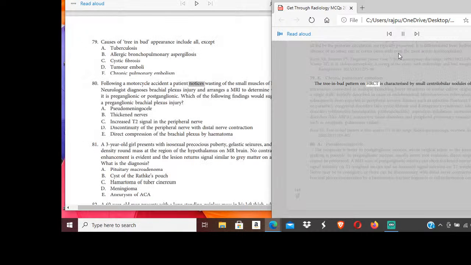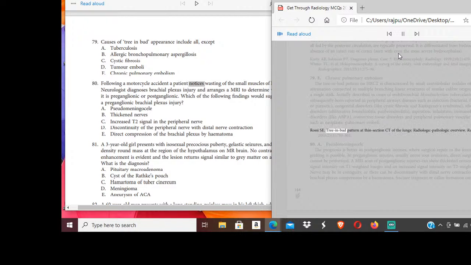The tree in bud pattern on HRCT is characterized by small centrilobular nodules of soft tissue attenuation connected to multiple branching linear structures of similar caliber originating from a single stalk. Initially described in cases of endobronchial Mycobacterium tuberculosis, it has subsequently been reported in peripheral airways diseases such as infection, bacterial, fungal, viral or parasitic, congenital disorders, like cystic fibrosis and Kartagener's syndrome, idiopathic disorders, obliterative bronchiolitis, panbronchiolitis, aspiration, inhalation, immunologic disorders, like ABPA, connective tissue disorders and peripheral pulmonary vascular diseases such as neoplastic pulmonary emboli.